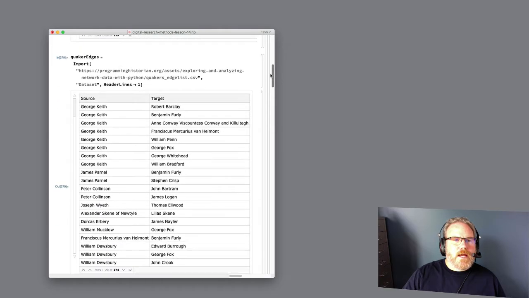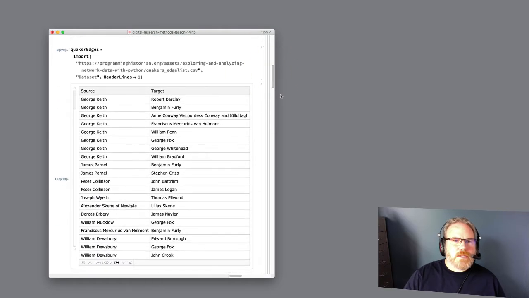And we import the edges from a separate list, and these edges show a link from the source person to the target person, and there are 174 such links. So in this case, the links are listed at least one way. We're not sure if they point both ways or not.